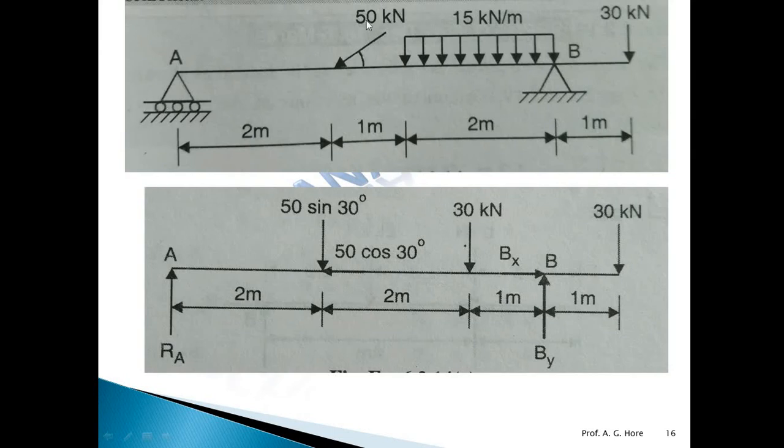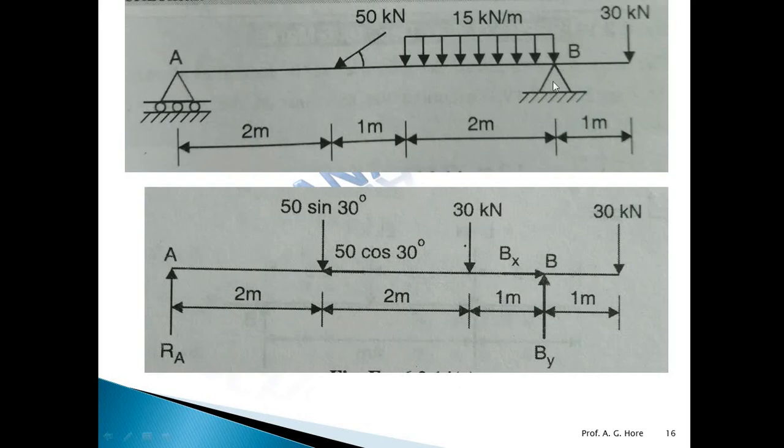This 50 kilonewton force is at an angle of 30 degrees, so two components, horizontal and vertical. The horizontal component is 50 cos 30, towards the left side, and the vertical component is downward, 50 sin 30. This UDL is converted into a point load: base into height, 2 into 15, which is 30 kilonewton, acting at exactly L by 2, half of this length, so 1 meter from the B point.